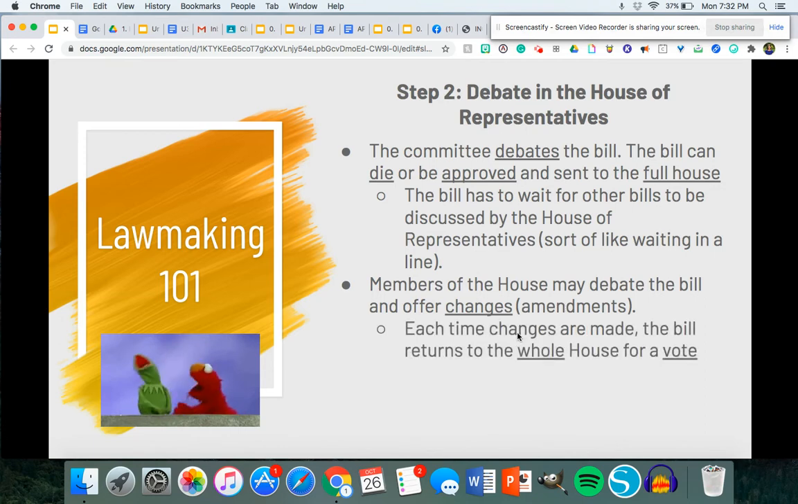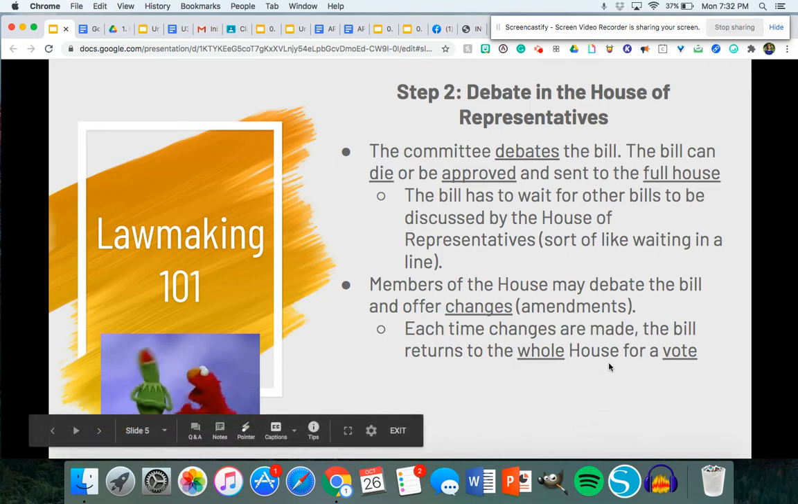Something important to note, folks, is that any time that changes or amendments are made, the bill must return to the whole House of Representatives for a vote. So it's really a back and forth process. The committee will debate the bill. If it approves, it goes to the House. If the House wants to add an amendment, it goes back to the committee. Okay? Then the newly changed bill has to go back to the whole House of Representatives for a vote.